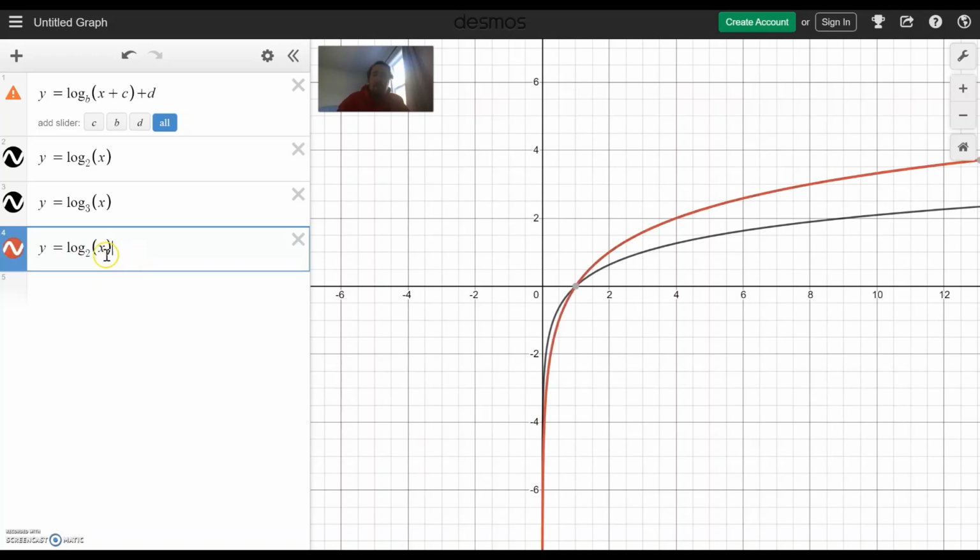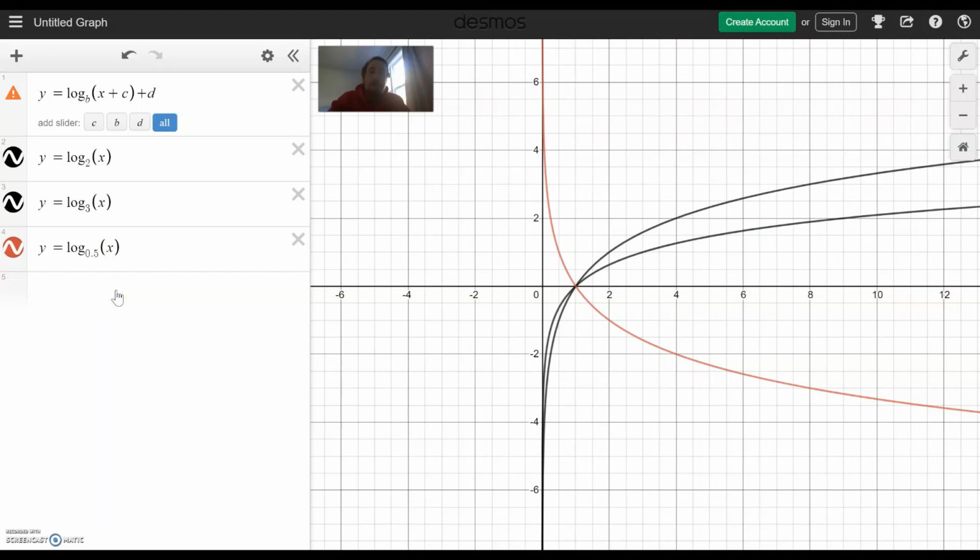That's going up a bit faster. And let's change it to 0.5, and we can see it's like our exponential graph, it's flipped the other way. It's now a decay model. It's decreasing as opposed to increasing. So that is quite interesting.